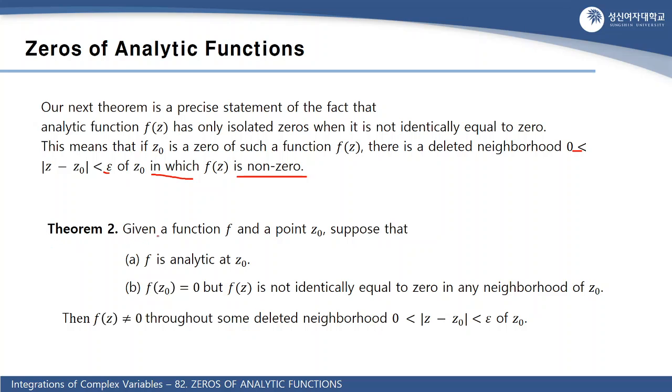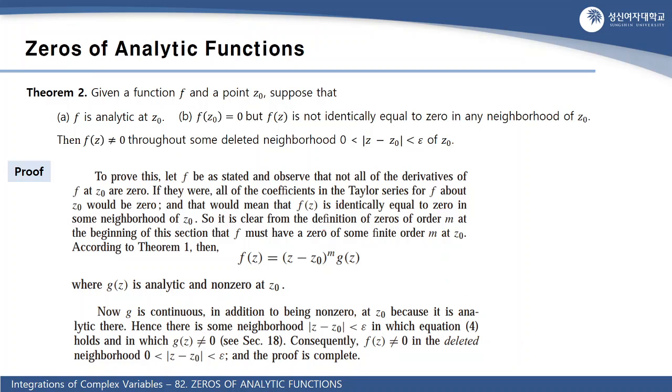Okay, theorem 2 says that given a function f and a point z₀, suppose that (a) f is analytic at z₀, (b) f(z₀) is equal to 0, but f(z) is not identically equal to 0 in any neighborhood of z₀. Then f(z) is not equal to 0 throughout some deleted neighborhood 0 < |z - z₀| < ε. Okay, let's prove it.